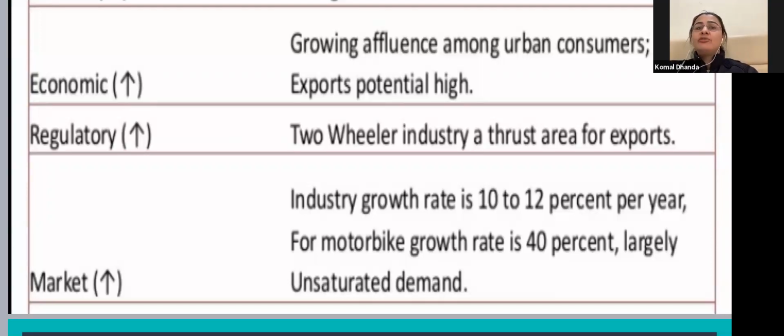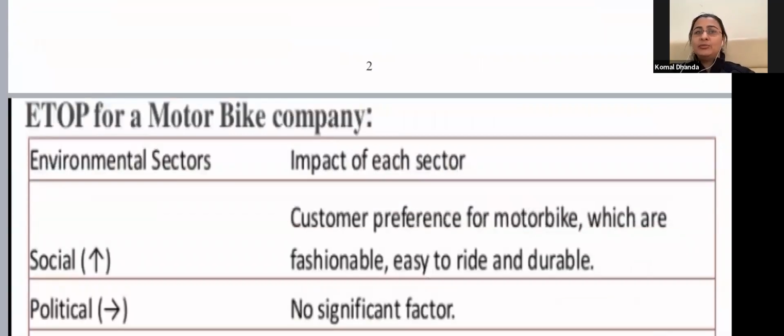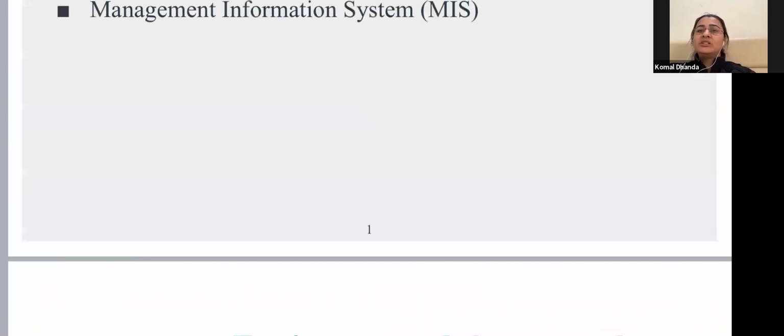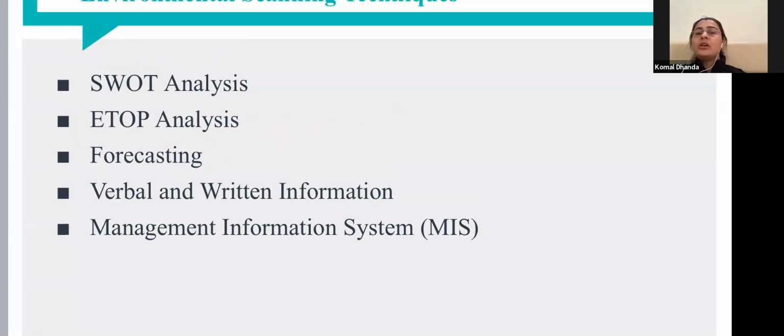Other than that, the fourth one was verbal and written information. Remember, verbal and written information. Verbal and written information means gathering the information. Verbal means when you are collecting any information by hearing, right? You can collect verbal information through radios, televisions, workforce, or any outsiders. Outsiders can be your consumers, your suppliers, your bankers, your stakeholders, anybody. So that is a kind of verbal information you can collect.